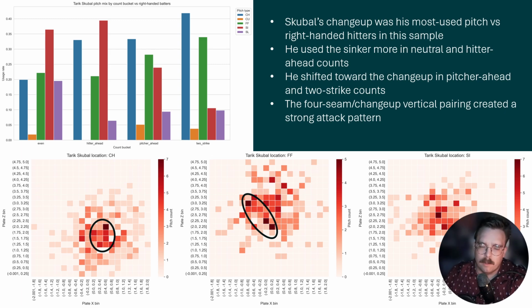That kind of vertical separation is important because it can make both pitches play up against right-handed hitters. Why does this matter? Because it shows that the framework can produce a real scouting insight, not just a statistical summary. In this case, it revealed that Skubal's changeup was the defining pitch in his right-handed hitter attack plan, especially in finish counts. So the project successfully moved from modeling swing behavior to generating a pitcher-specific scouting conclusion.